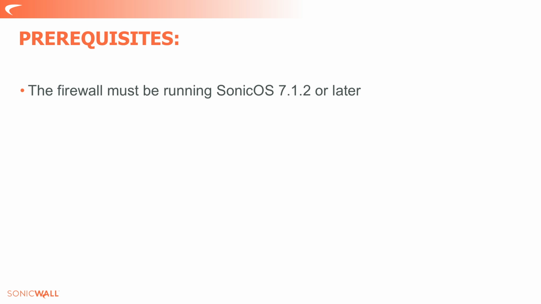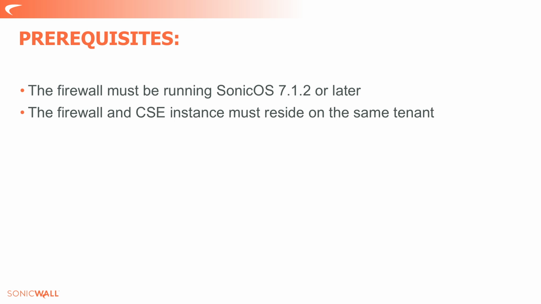The first is that the firewall must be running SonicOS 7.1.2 or newer firmware. The second is that the firewall and the CSE instance must reside in the same MySonicWall tenant. And the last is the firewall must be running in global mode, as the connector is not supported in SonicWall firewalls running policy mode. This includes the NSSP 15700 and NSV virtual firewalls that have been deployed in policy mode.